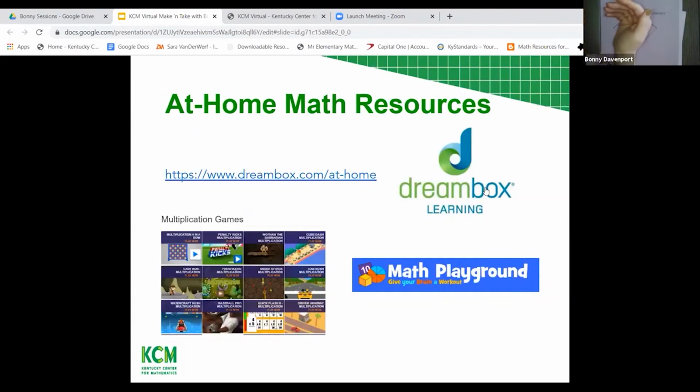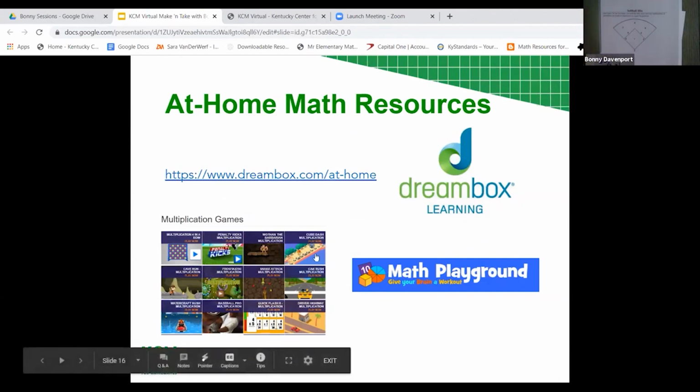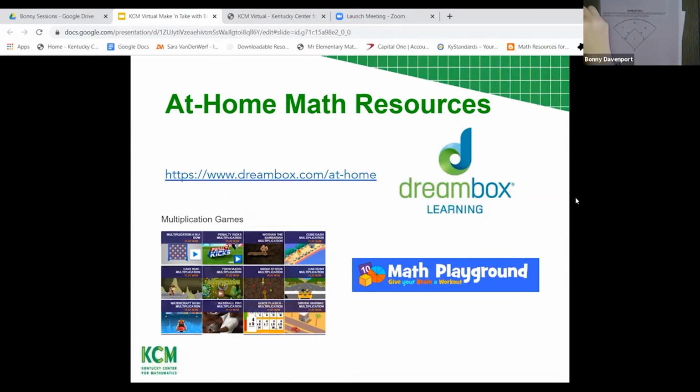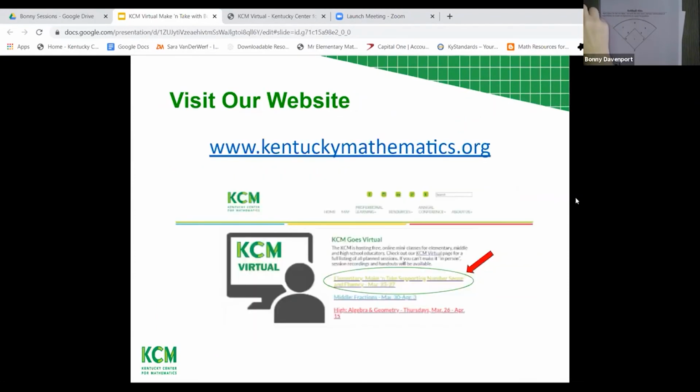And then just some at-home math resources. Of course, Greenbox is offering a free 90-day trial. And then multiplication.com has some really great games, and these are all hyperlinked in your document. And Math Playground also has some great math multiplication and division games that you can look at.